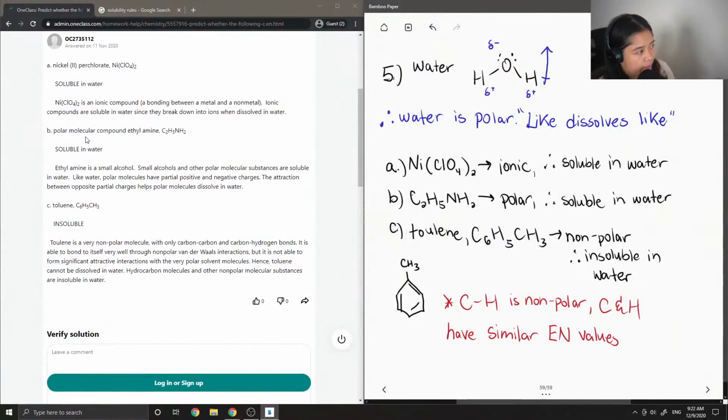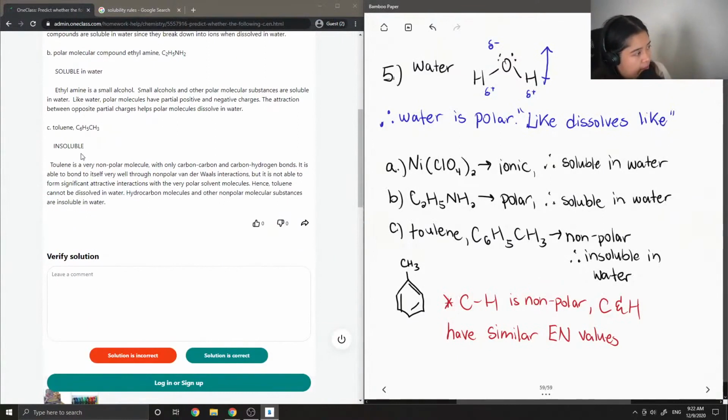Polar molecular compound ethylamine is soluble. Ethylamine is a small alcohol. Small alcohols and other polar molecular substances are soluble in water. Like water, polar molecules have partial positive and negative charges. The attraction between opposite partial charges helps polar molecules dissolve in water.